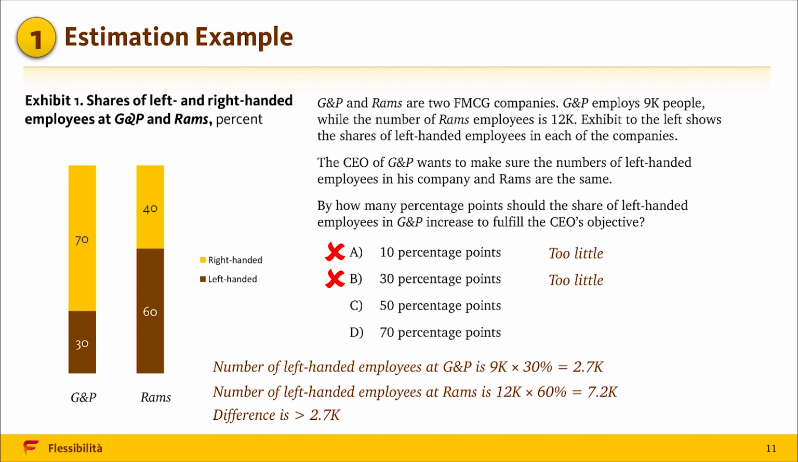But the option D is too large. 30% plus 70% equals 100%. So in this option, all of GNP's 9K employees have to be left-handed, which is an overkill. So option D is wrong too. So the only plausible option here is C. In this way, we found a quick solution and avoided straightforward calculations due to eliminating answer options.